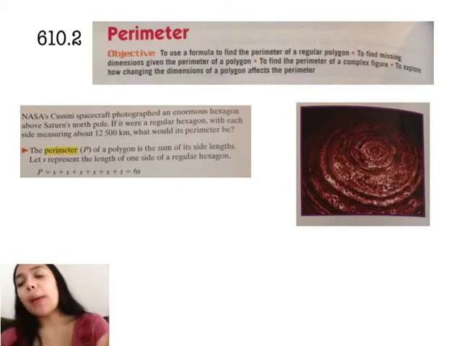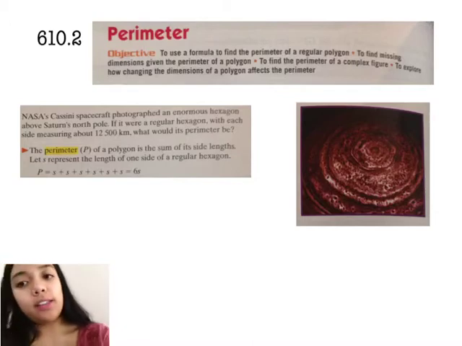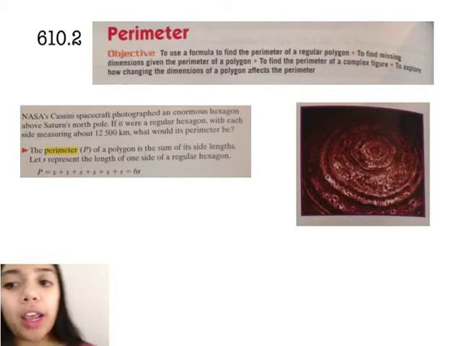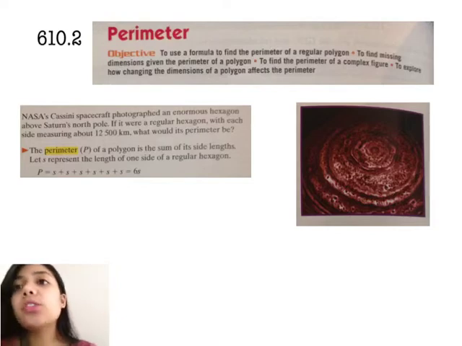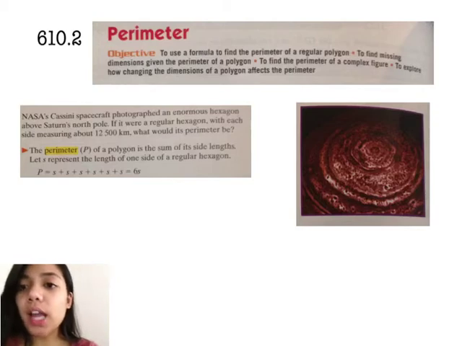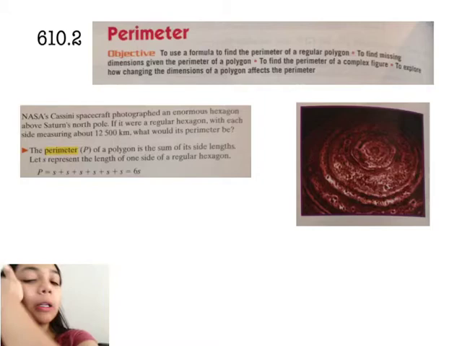Okay, so chapter 10, lesson 2, this is titled Perimeter. Yes, we're still talking about the perimeter that you learned in the beginning of the school year. This is just going to be a little bit more challenging. So if you read the objective, you'll figure out exactly what we're going to be doing. Some of it is going to be the same, some of it is going to be a little bit more challenging.